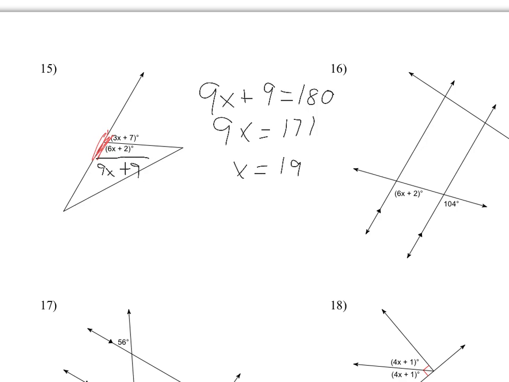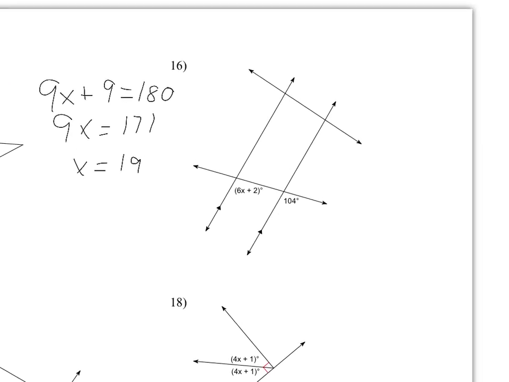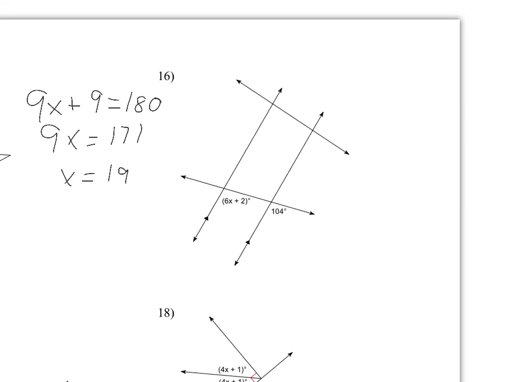Okay. Let's slide over here. All right, 16's not too bad. We have to think about how they're not intersecting lines, but I have parallel lines here. Notice these two angles are in the same position. They're both to the right of the parallel line, and then they're below this line. So that means they are corresponding. So I can set these two angles equal to each other.